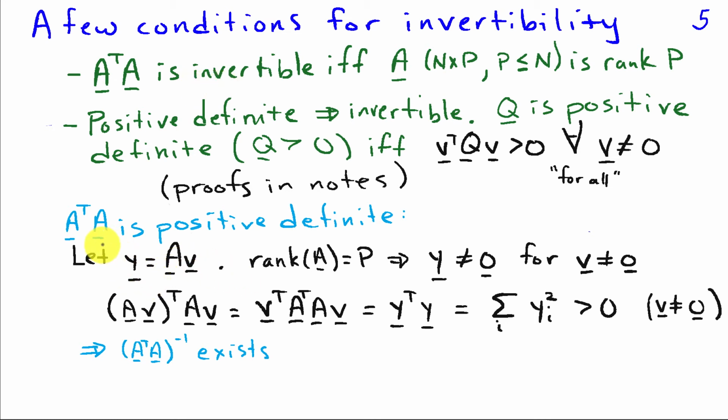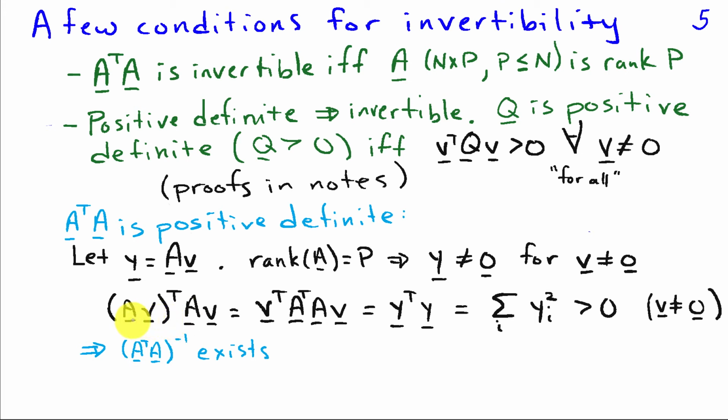So the way to show that A transpose A is positive definite is to define a vector Y, which is A times V. Because A has rank P, then those columns of A are linearly independent, and therefore, as long as V is non-zero, Y is guaranteed to be non-zero. So if I look at A transpose A, and this condition where I'm considering Q to be equal to A transpose A, I have to construct V transpose QV. So I'm going to do that by writing this as AV quantity transpose times AV.